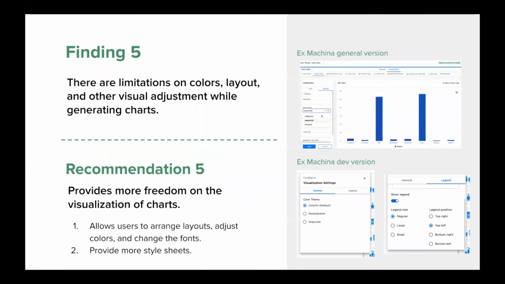The next problem is that we found Machina has some limitations on colors, layout, and other visual adjustments while users are generating charts. For example, if users want to change the color of a bar chart, they can only change the color theme that was already set in the system. Users cannot change font faces, and there are only 3 options if they want to change the size of the text. During the user testing, our interviewees mentioned that they might want to change the style of the charts to match the reports they have at work. Machina currently does not have this flexibility.